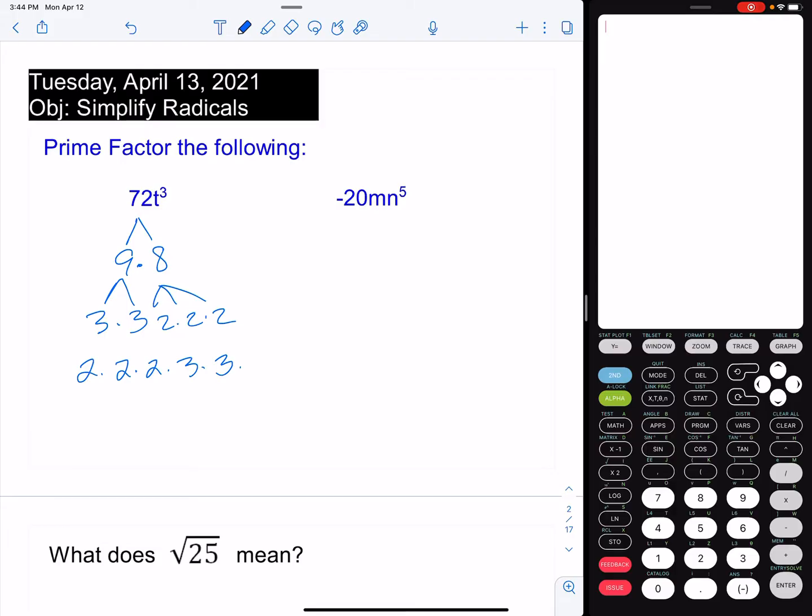And then we'll break our letters down. So t to the third power means t times t times t. And that would be the prime factorization of 72t to the third power.